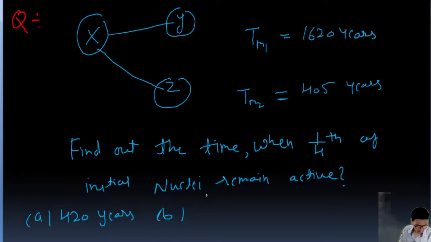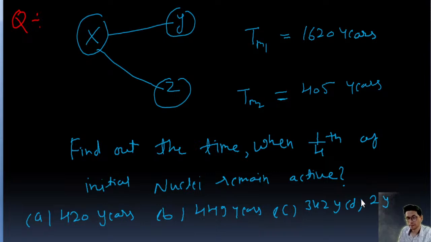option B is 449 years, option C is 342 years, and option D is 2 years. Why is it years? Okay, this is the question, guys.